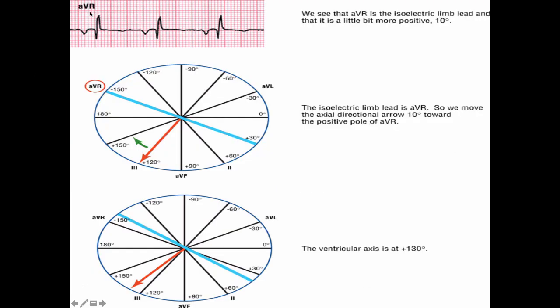And then we look back to AVR. Is it more positive? Is it more negative? It is more positive, but in comparison, it's just a little bit more positive. It's not like a ton more positive, it's just a little bit more positive. So we're going to do a 10-degree positive adjustment. So we're going to go towards AVR, towards our isoelectric lead. So we go from 120 to a positive 130-degree axis number.